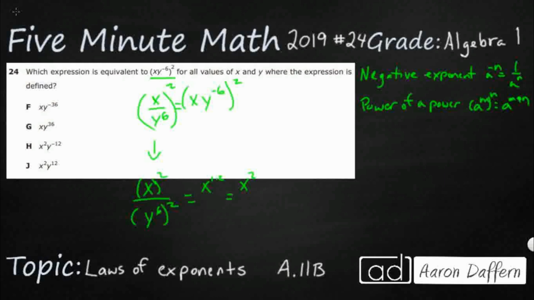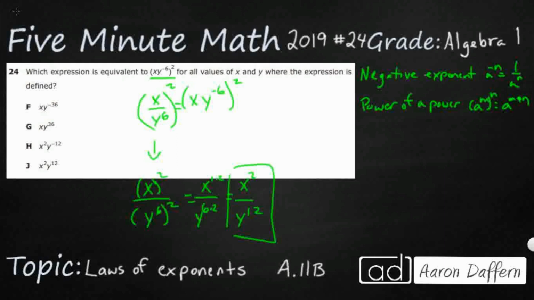Now, when we get down here, this is going to be y to the 6 times 2. So that ends up being y to the 12. Okay, so we could say that's our answer: x squared over y to the 12. But you know what? I don't see that. So that was using this first, if we immediately move that y to the negative 6 down into the denominator.